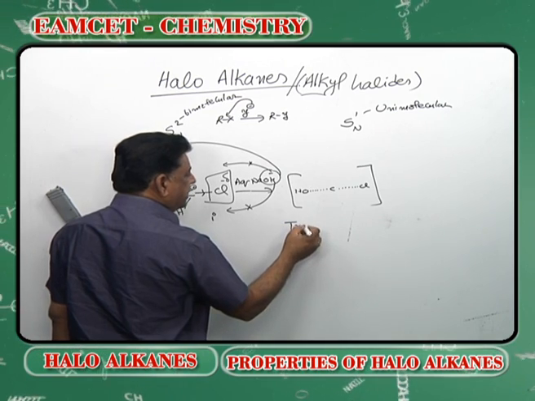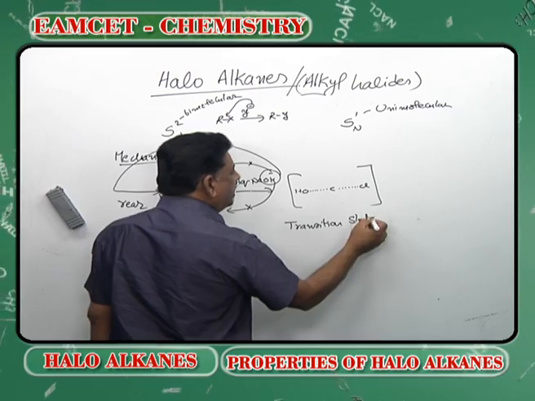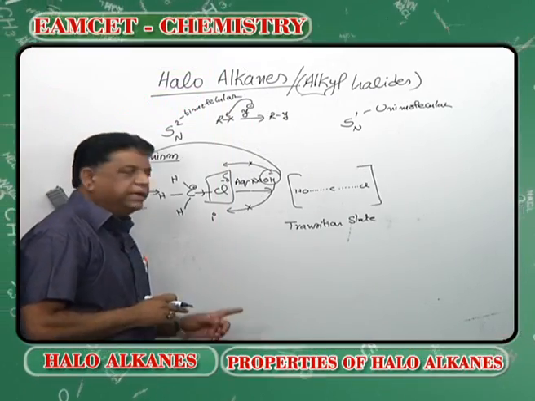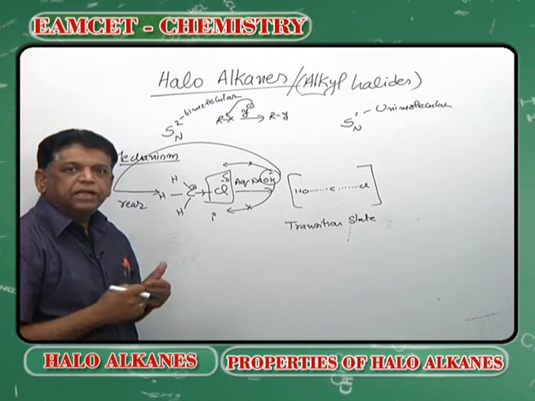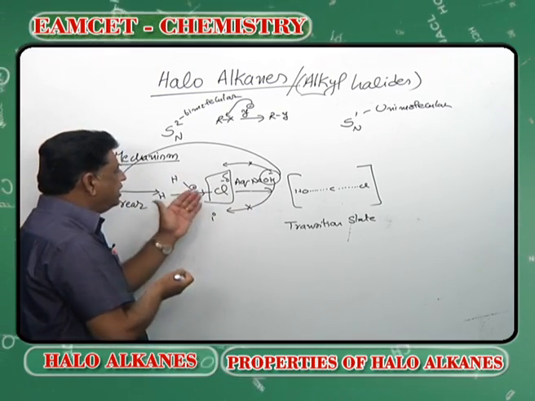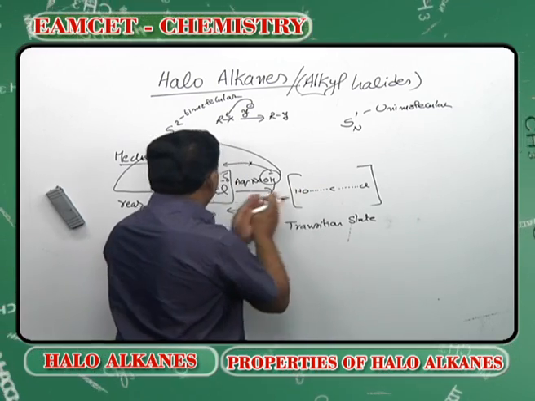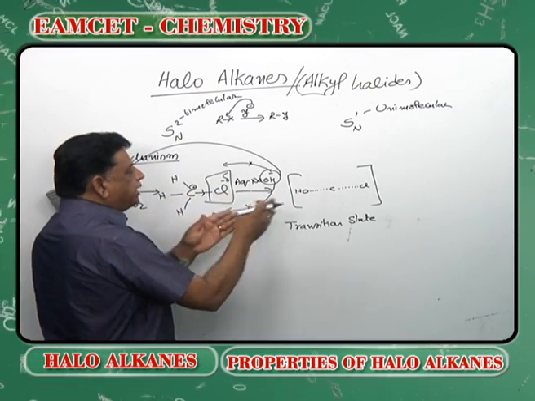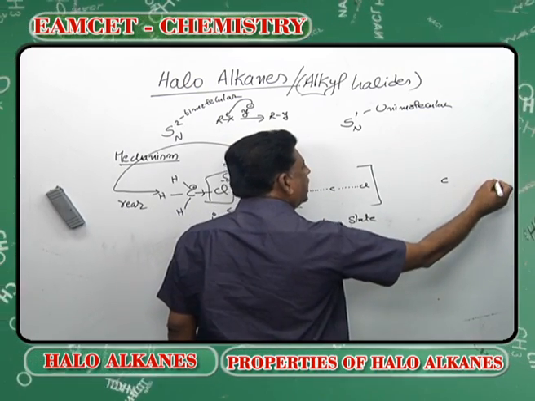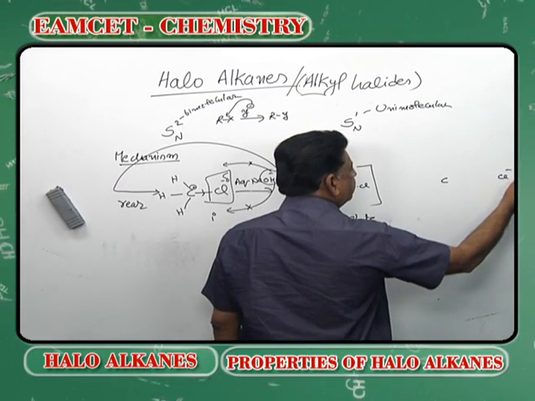This is called a transition state. Transition state is different from the intermediate. An intermediate is formed when a step is completed. This is not a completed step: neither has the OH been introduced nor the Cl eliminated. Both are partial. It is slowly making the bond, and Cl is slowly departing from this site. Finally, Cl minus leaves and NaCl will be formed, no doubt.